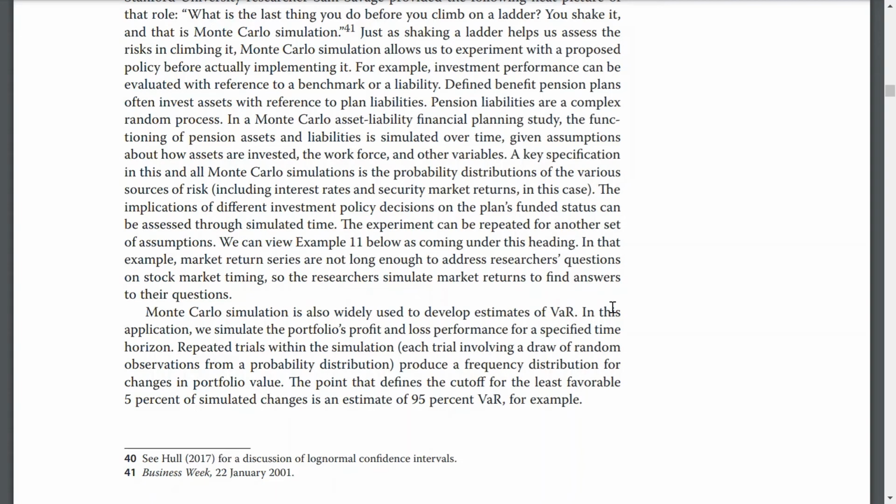We can view Example 11 below as coming under this heading. In that example, market return series are not long enough to address researchers' questions on stock market timing, so the researchers simulate market returns to find answers to their question. Monte Carlo simulation is also widely used to develop estimates of VAR. In this application, we simulate the portfolio's profits and losses for a specific time horizon, with repeated trials within the simulation. Each trial involves a draw of a random observation from a probability distribution and produces a frequency distribution for changes in portfolio value. The point that defines the cutoff for the least favorable 5% of simulated changes is an estimated 95% VAR, for example.